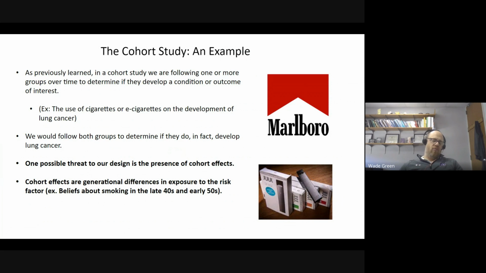So one of the examples we brought up on Tuesday of confounding factors or cohort effects within cohort studies was the advertising surrounding tobacco in the 40s and 50s, prior to tobacco being linked to lung cancer and, generally speaking, to respiratory disease. So let's dive a little bit further into these cohort effects.